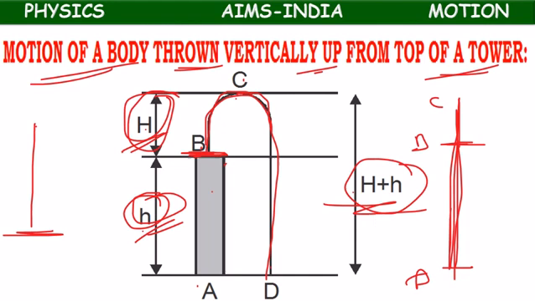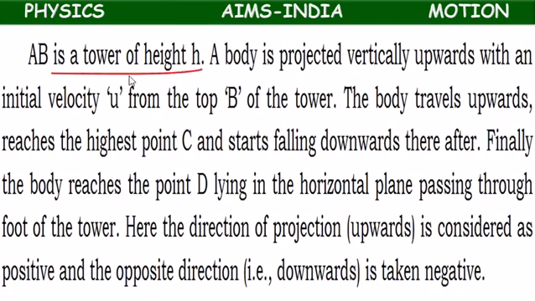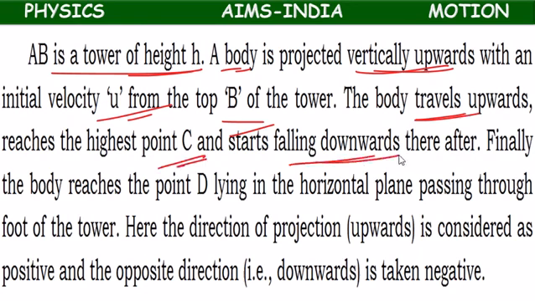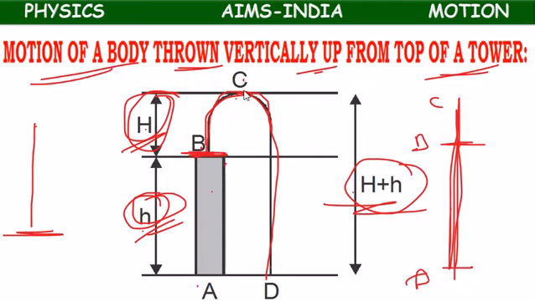Next one. AB is the tower height. Your body is projected upwards with the initial velocity u from top B of the tower. Body travels upwards, reaches point C, starts falling down from there. Why is it falling down from C? Because the velocity is becoming zero. While throwing from B, we have velocity u, but at C, velocity is becoming zero.